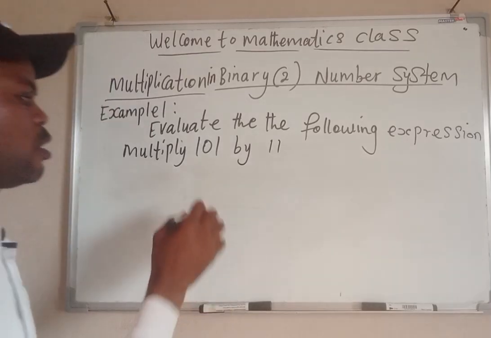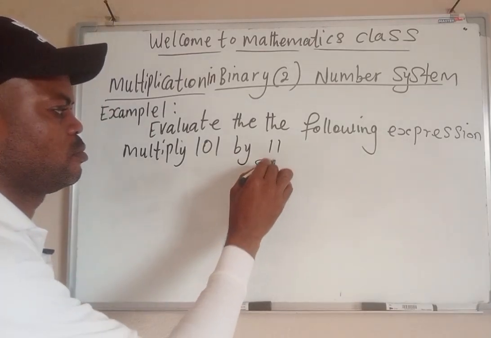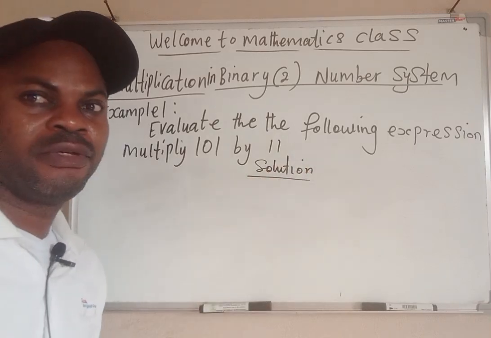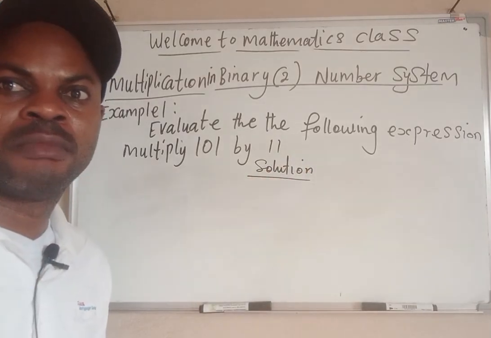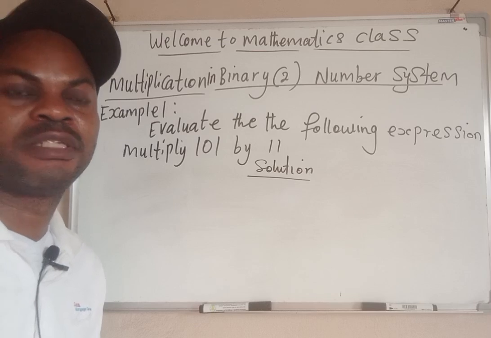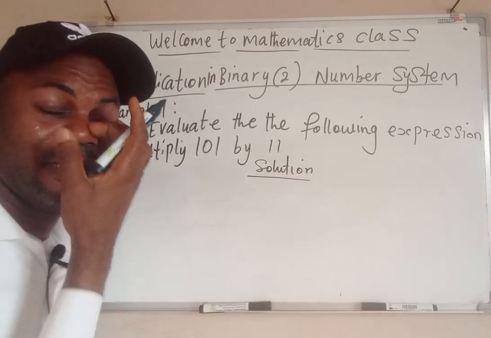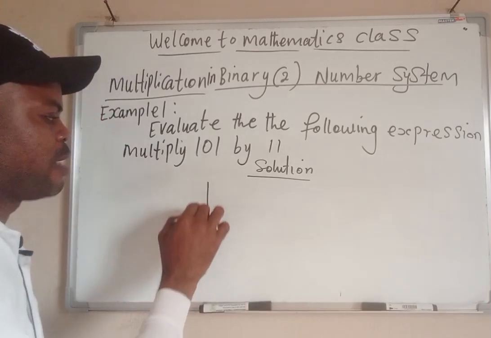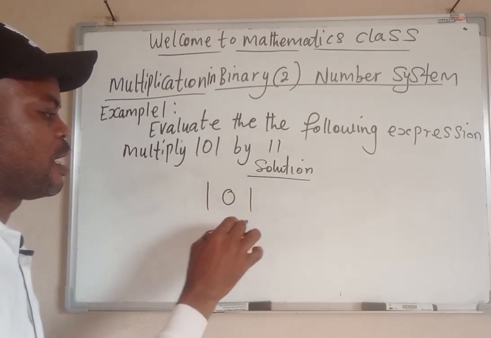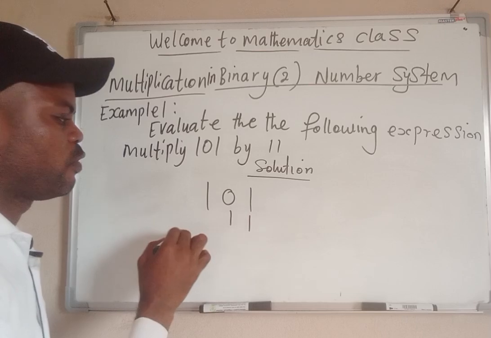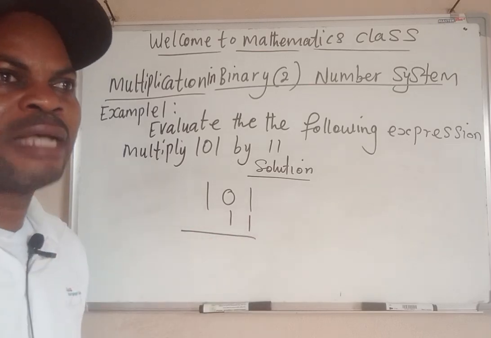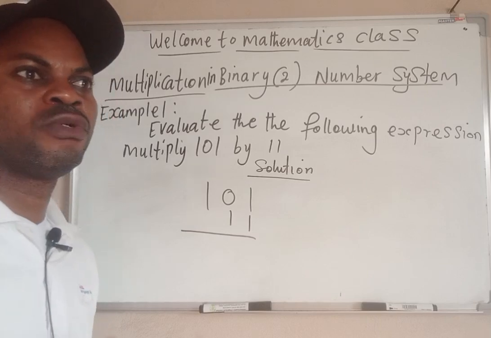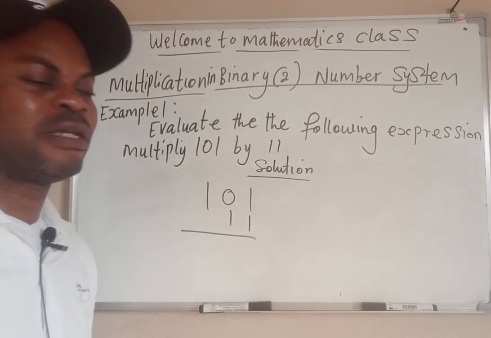So what do we do? We simply write solution. But mind you, it's not the same thing as normal multiplication, as in base 10 multiplication. It's entirely different. That's the more reason you need to pay attention. So what happens? We write 101 times 11. But first, we need to start as in normal multiplication before we proceed over to converting to base 2.